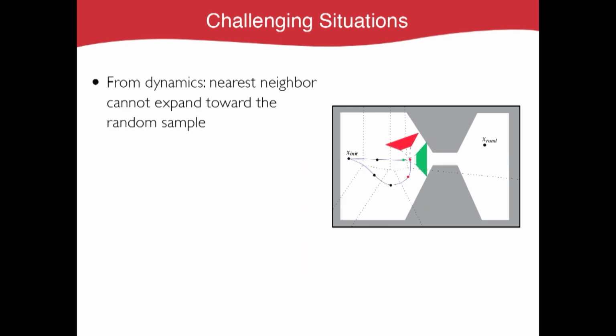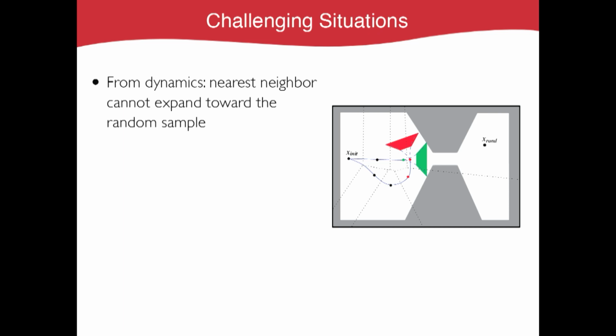Now, a second kind of challenging situation may occur from dynamics, because the nearest node you're going to select cannot really be expanded toward the random sample you sampled. That's again what's illustrated here. For example, in that case, you're going to select the red state, but it cannot go in the direction of the random sample, whereas we would prefer the green state that has a better chance to reach the random sample.